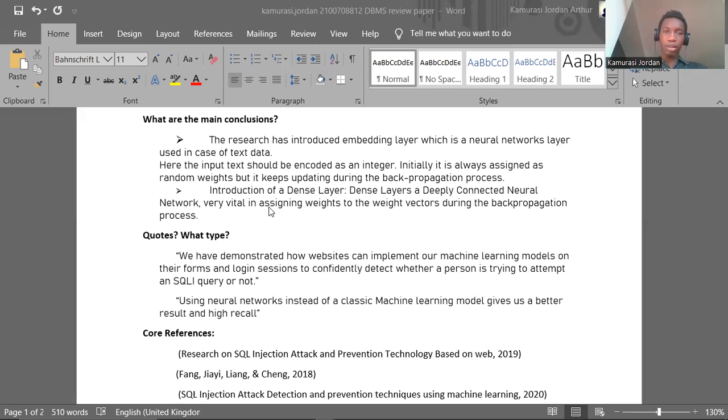And in the introduction of this layer, these are deeply connected neural networks, very vital in assigning weights to the weight vectors during backpropagation. Backpropagation is just like the name says. In neural networks, there is forward propagation, with lots of neurons leading to other neurons, and backpropagation is the mechanism they use to go about this problem.